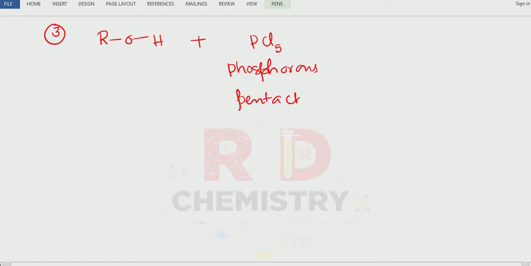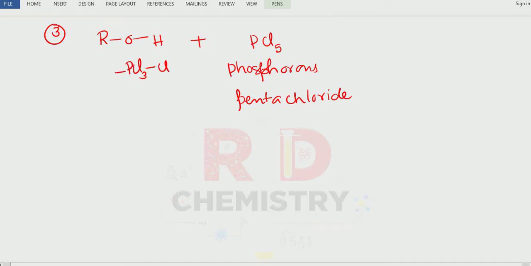Next preparation. Alcohols have the formula ROH. Now treat with PCl5. P stands for phosphorus, so this is phosphorus pentachloride. Now phosphorus pentachloride splits like this.